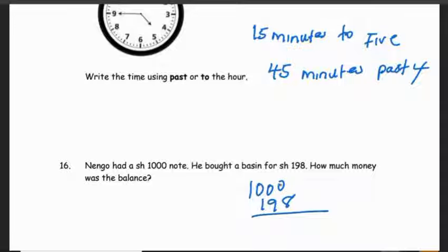So you cannot take away 8 from 0, and you cannot take away 9 from 0. So you need to borrow 1 all the way from 10, and you're going to remain with 9. Also here 10, but again you borrow 1, you remain with 9, and finally here you're going to have 10. 10 minus 8, that is 2. 9 minus 9, that is 0. 9 minus 1, that is 8. So, Nego remained with 802 shillings.